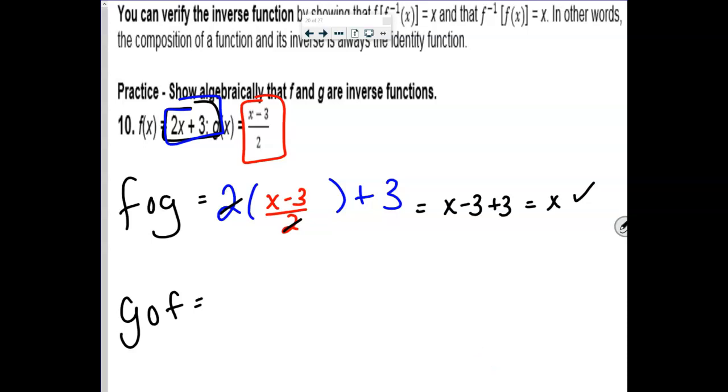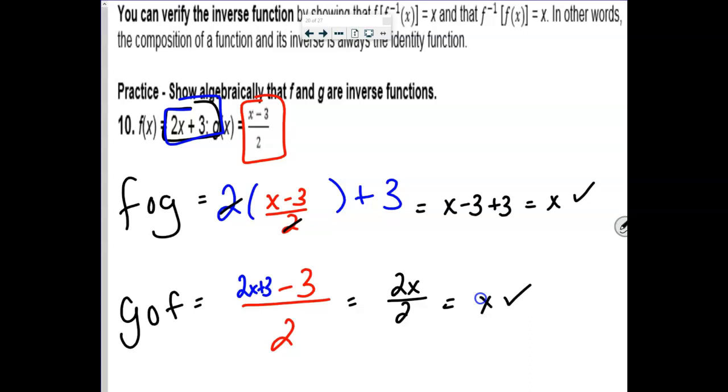All right, so then g of f would be the opposite of that, where you start with function g, which is x minus 3 over 2. But instead of x, what are you plugging in? 2x plus 3. And again, you're going to be tempted to be like, they all cancel each other. Well, yes, that's the point of the problem. So maybe you simplify one part at a time. So 2x plus 3 minus 3, well, that's just going to be a 2x over 2. And then 2 over 2 will cancel to an x.